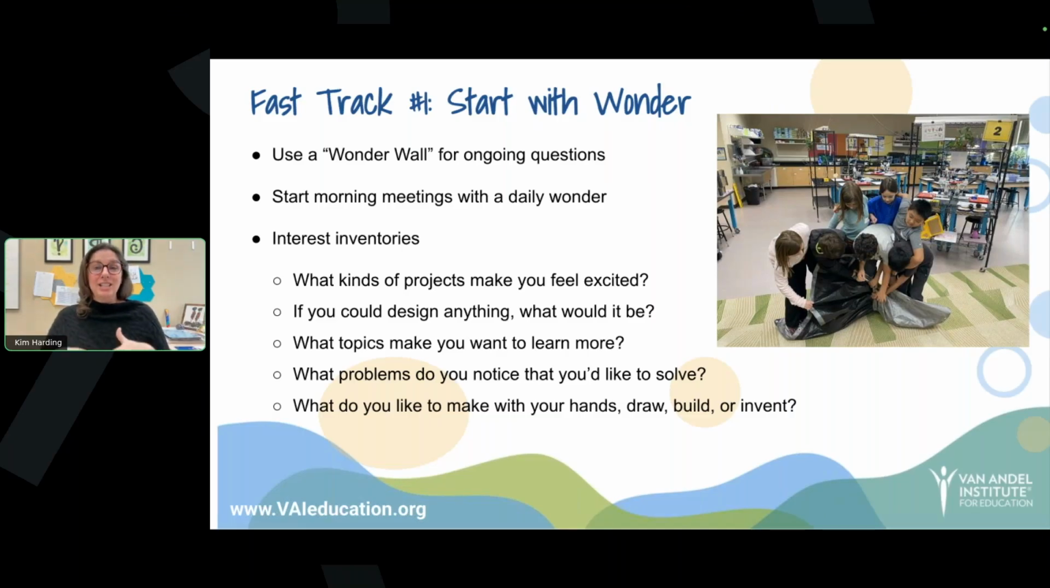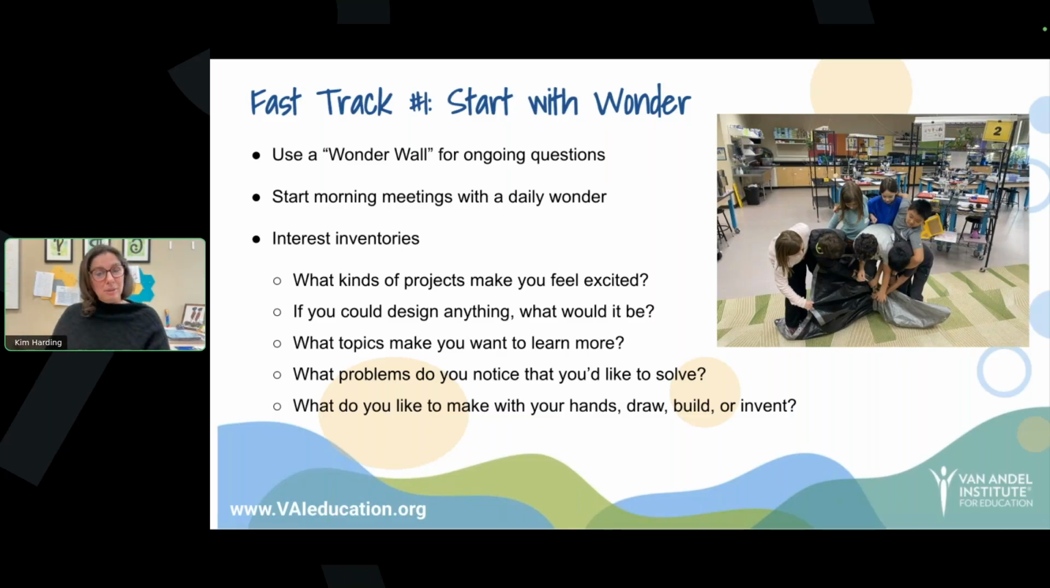So this exercise really got them just wondering and curious and thinking creatively. Some of the things that came out of them really surprised me, and they really did a great job. Another way to get some of that creativity in your classroom through wonder is just knowing your kids, right? Interest inventories are a great way to do that.